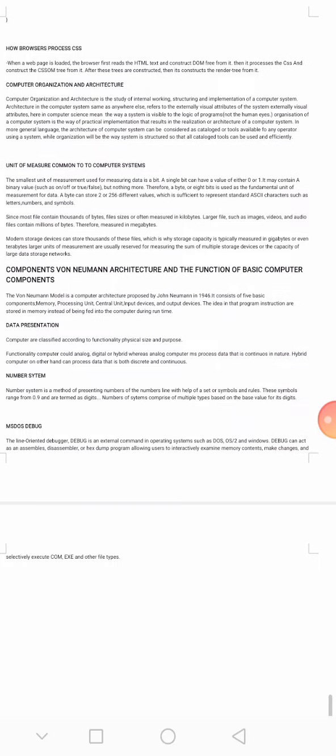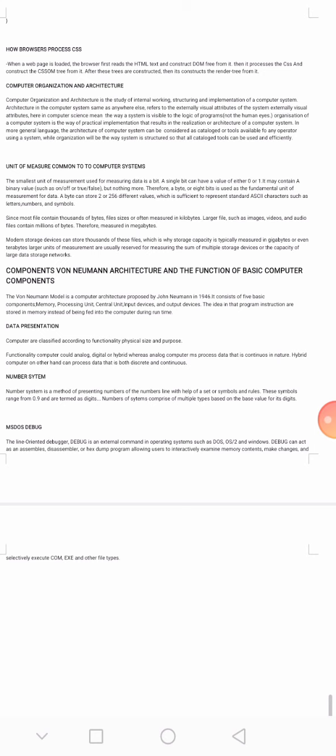Data representation. Computers are classified according to functionality, physical size, and purpose. Computers could be analog, digital, or hybrid, whereas an analog computer processes data that is continuous in nature. A hybrid computer, on the other hand, can process data that is both discrete and continuous.